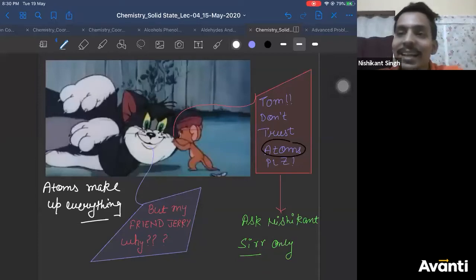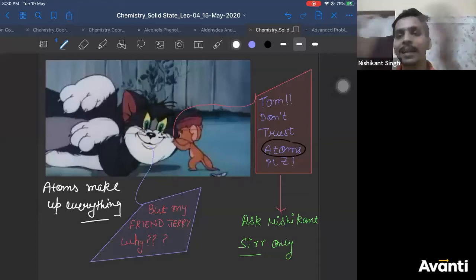Array, it is connected. Atoms ka packing you are studying. It is connected. Atoms make up lattice.